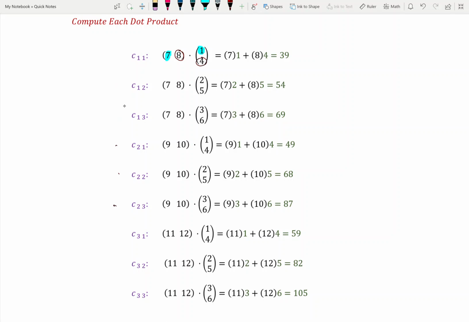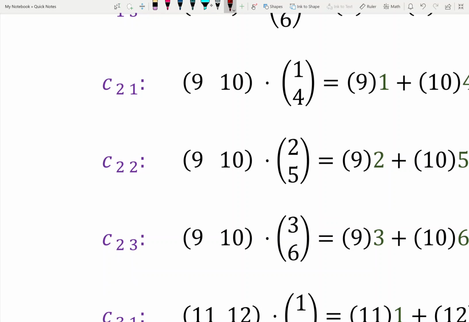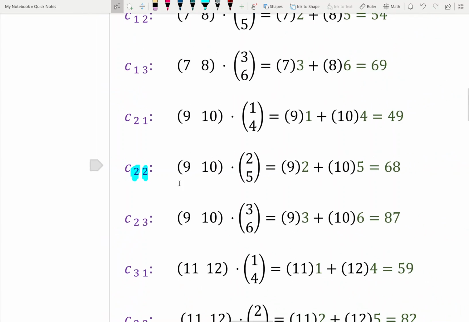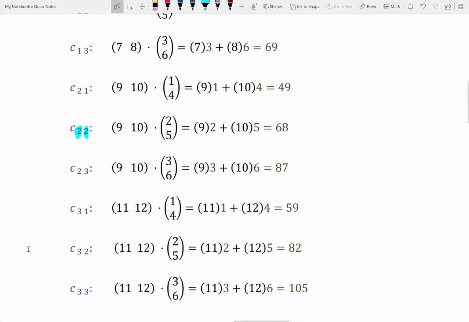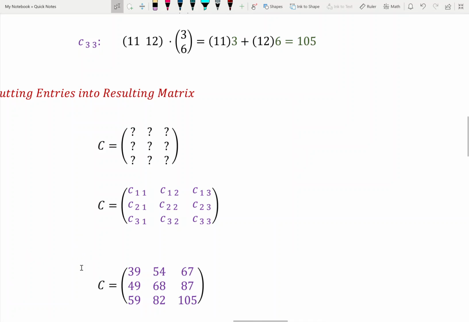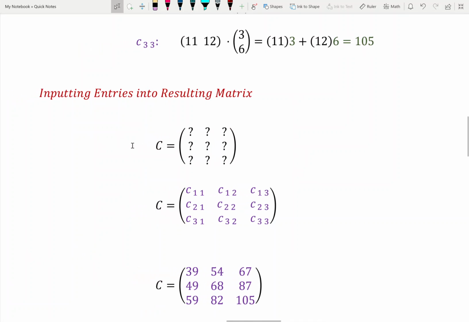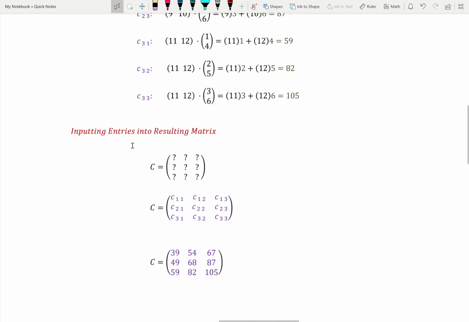It tells us which rows we're crossing. So I'm finding the dot product of the second row and the second column, but it also tells me where I should be putting this in my resulting matrix. This entry should be in row 2, column 2. So following the same method as before, we come down here, and we fill out our resulting matrix with all the previous inputs that we just found.